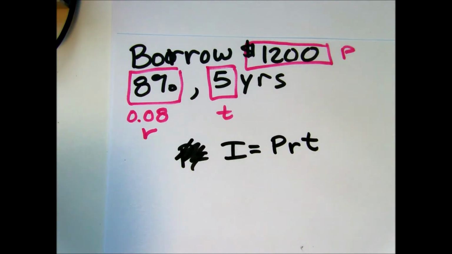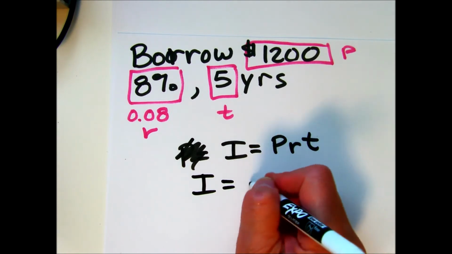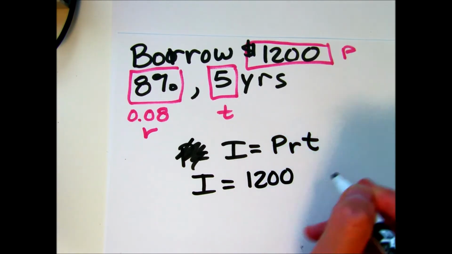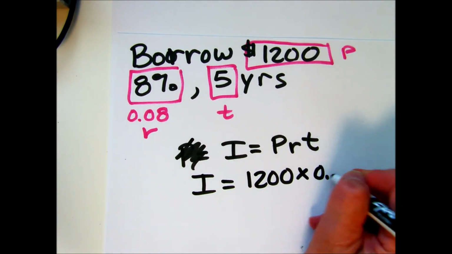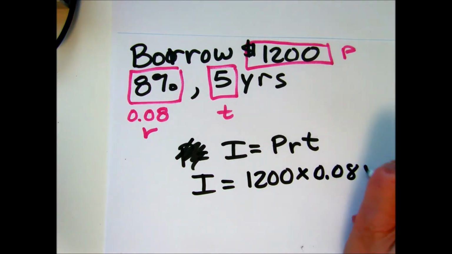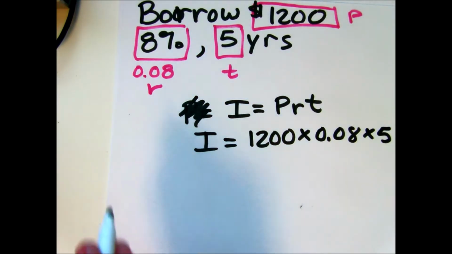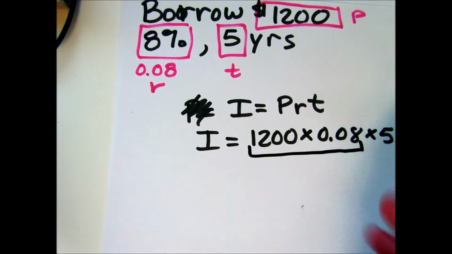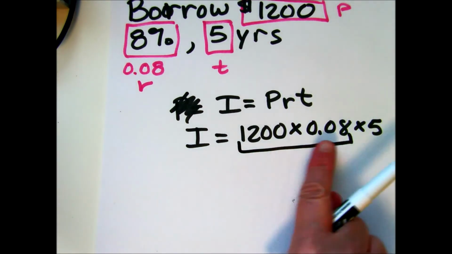So again, we want to plug in those numbers. We don't know what the interest is yet. We do know the principal is $1,200. The rate that we're going to be charged is 8% or 0.08, and we're going to take the loan out for 5 years. So again, we'll go ahead and do all the multiplication by hand. But if you just want to figure out what the interest will be after 1 year, this amount will tell you that.